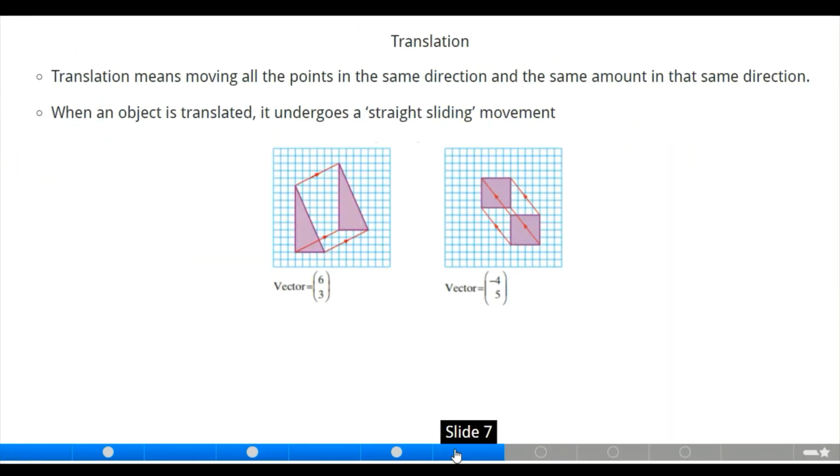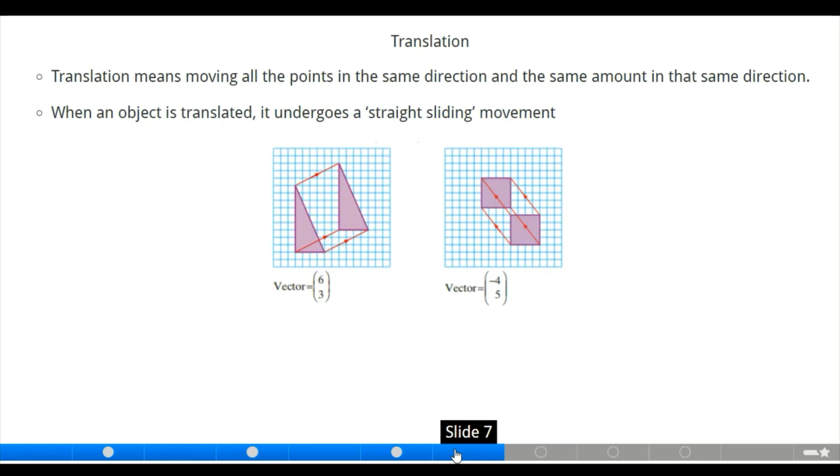So now let's look at translation. Under translation, what we mean is that we are trying to move all the points in the same direction and by the same amount. So if we are moving any given point, we are moving it in the same direction, and with the same amount. So we are not adding or subtracting differently from the specific point.